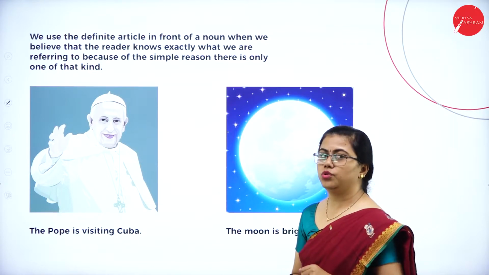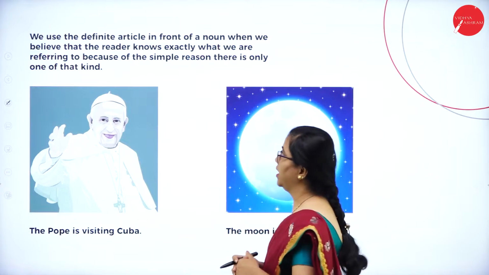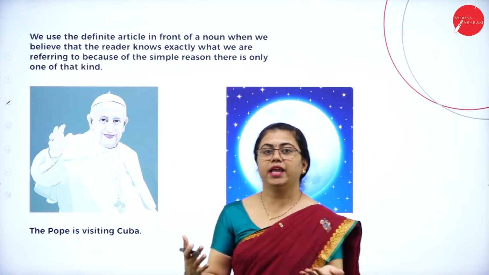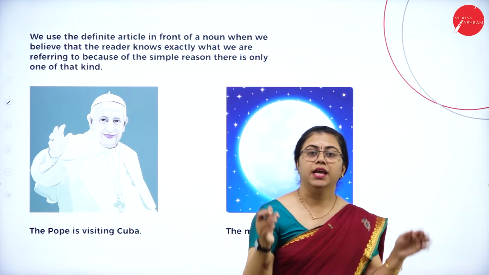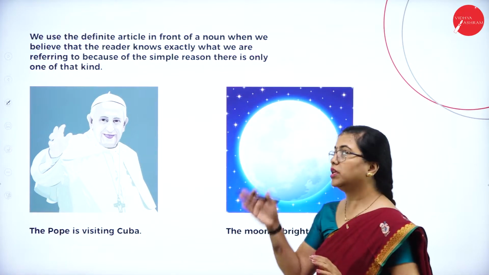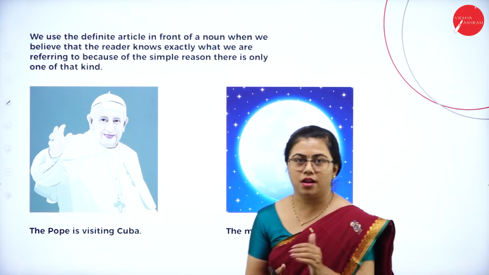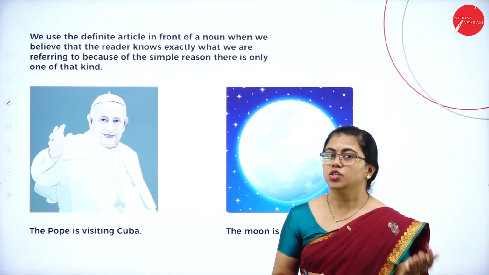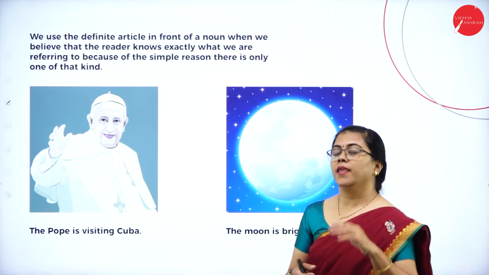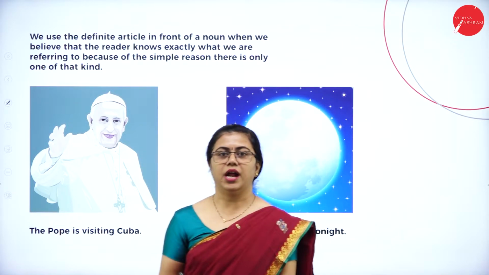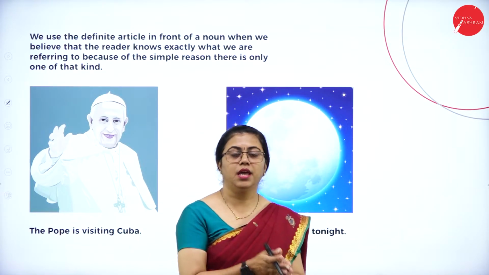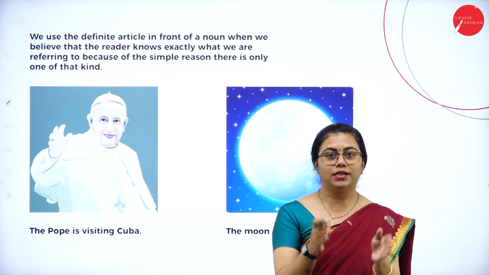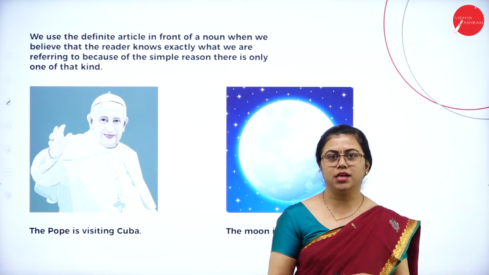Where else do we use this definite article? We use it in front of a noun when we believe that the reader knows exactly what we are referring to, whoever is reading is aware of what we are talking about. The person knows which noun we are talking about. That's why it is called a definite article. When we use a definite article, it means that whatever noun we are referring to is the only thing that exists. That is the actual meaning.